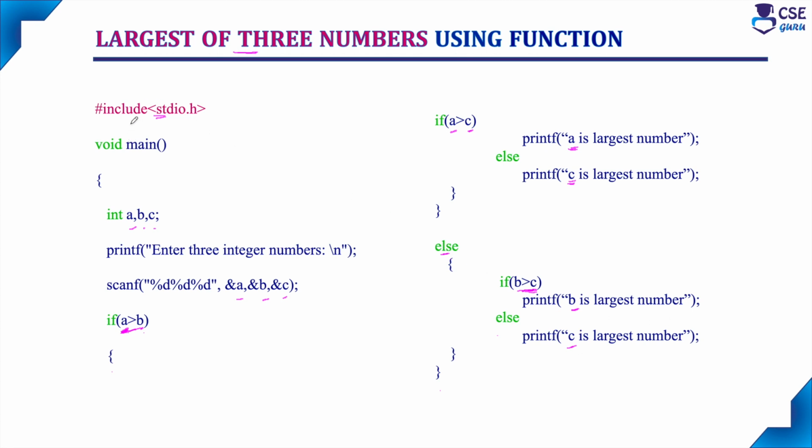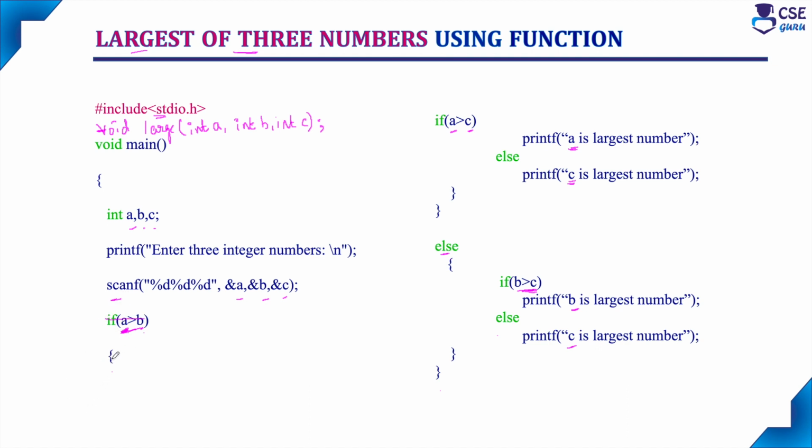The function prototype we need to include in the global declaration section, immediately after the header file section. This is the largest of three numbers, so we name the function large. The function name is large. So void large with three variables, that is int a, int b and int c. This function prototype has to end with a semicolon. And these three statements we will include within the main function itself.